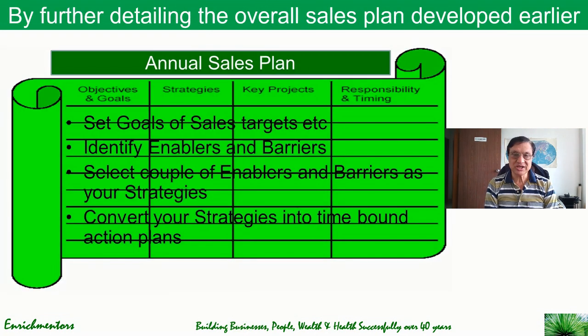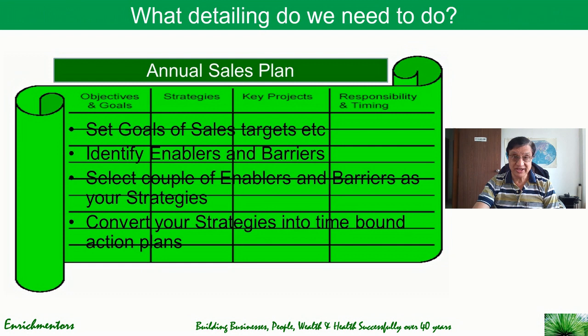We have done an overall sales plan developed earlier as part of Deming's wheel in the planning part of the Deming's wheel, where we have set the goals for the sales targets, including the different kinds of targets, identified enablers and barriers, selected a couple of them as your strategies, and also developed a time-bound action plan. But these were very, very broad and a top-level helicopter view of an area. Now you need to dig deep and get inside the forest and look at that.